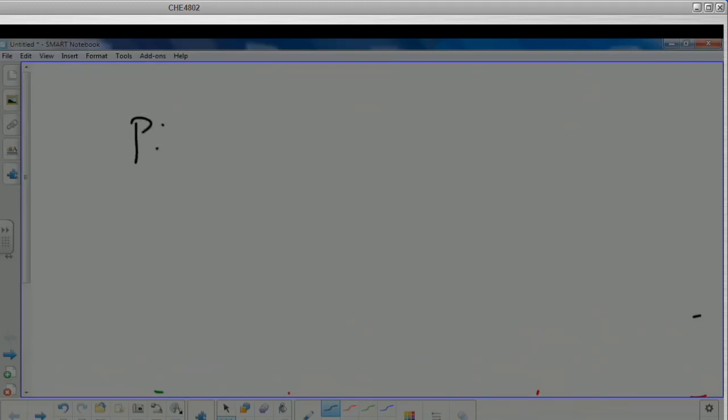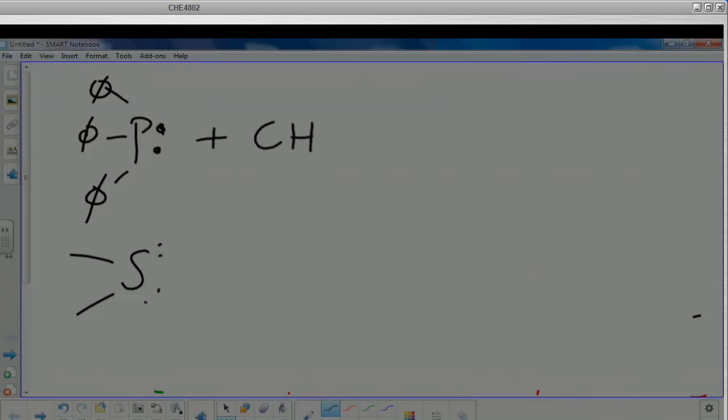Okay, let's say you have phosphorus, and then these are the phenyl groups. I'm just writing them like that. What you need to know is in which group in the periodic table is phosphorus. Phosphorus is below nitrogen, you agree? So it has one lone pair. Sulfur is below oxygen, which means sulfur will have two lone pairs, like oxygen in water.